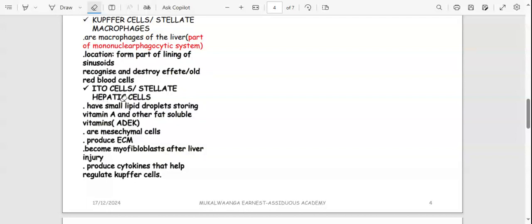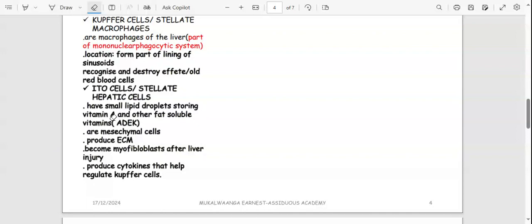Another type of cell is what we call the Ito cells, also called stellate cells or hepatic stellate cells. I've already highlighted that there. You find these cells in the perisinusoidal space. Their function is that they have small lipid droplets storing vitamin A and other fat soluble vitamins. That is the main function. They have these droplets of fat, and in those droplets we find vitamin A stored.